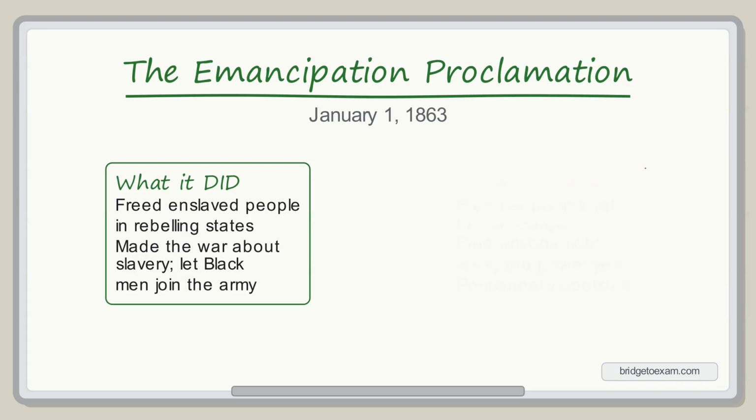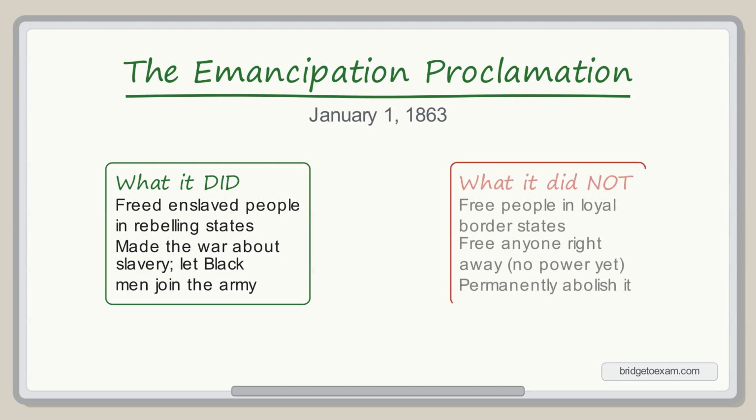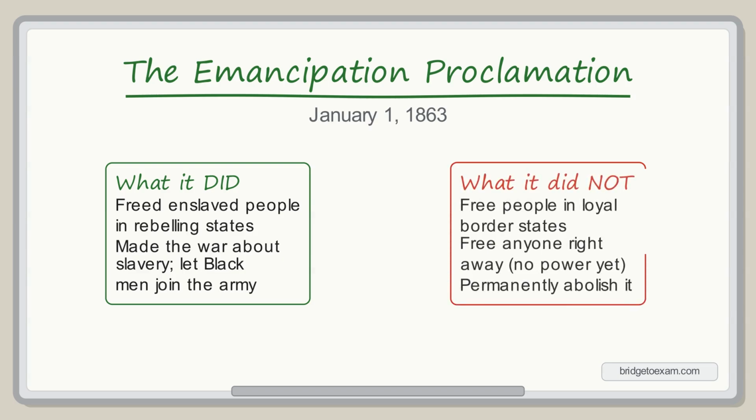But here's what it did not do. It did not free enslaved people in the loyal border states, and it couldn't immediately free anyone in Confederate territory, where the Union had no power yet. It was a war measure. Real abolition came with the 13th Amendment in 1865.